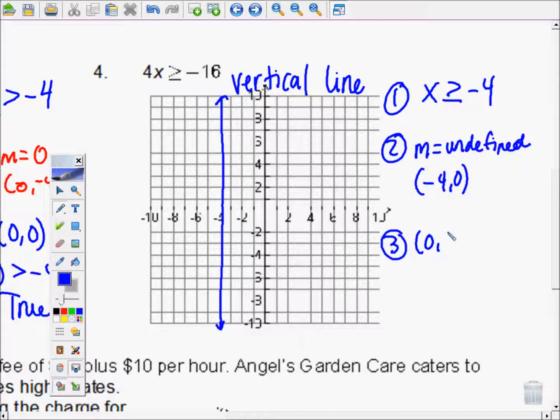0, 0. All right. 0, 0 is on the right side of the function. So if 0, 0 is true, we're going to shade the right. If 0, 0 is false, we're going to shade the left. All right, so let's plug it in. 0 is greater than or equal to -4. True or false? True. Shade the right. So we shade the right.